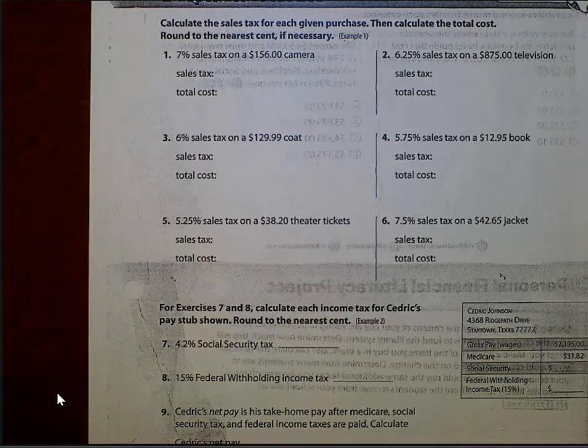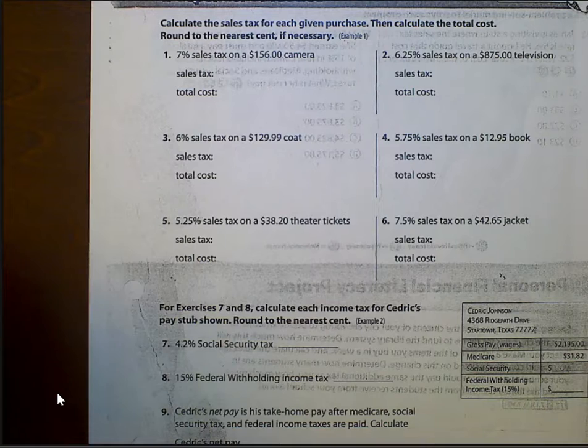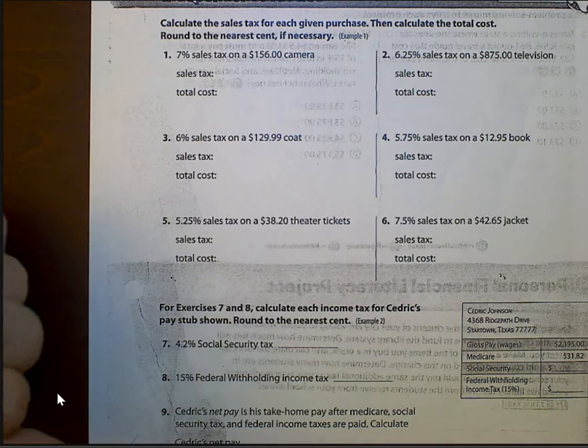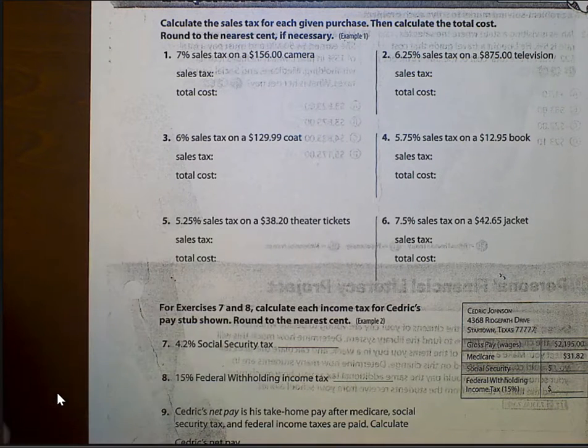Hey guys, so on this worksheet that we worked on today, we're starting to get into financial literacy. So we're starting to talk about taxes like sales tax, income tax, family budgets, stuff like that. On this one, the top half of this worksheet talks about sales tax. And then the bottom half talks about income tax.